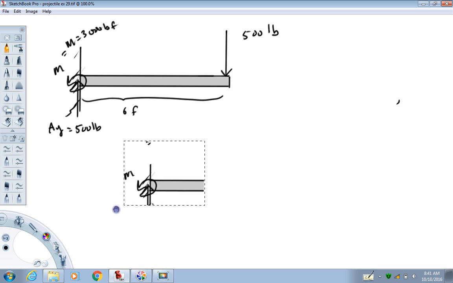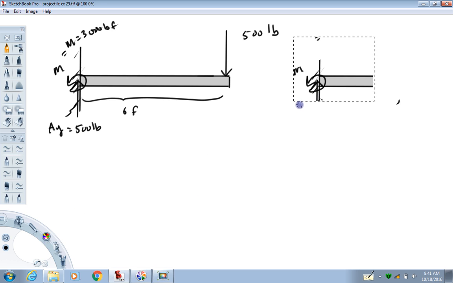Okay, let me move this somewhere. Actually, we'll move it right over here. All right, so I've cut the system. Now I'm going to draw a free body of the cut. So this AY, which I partially cut off, is still there. That's part of our system. This applied moment, the 3,000 foot-pounds, is still there.